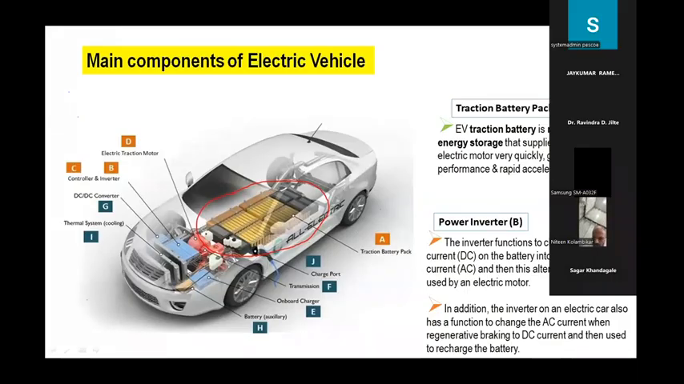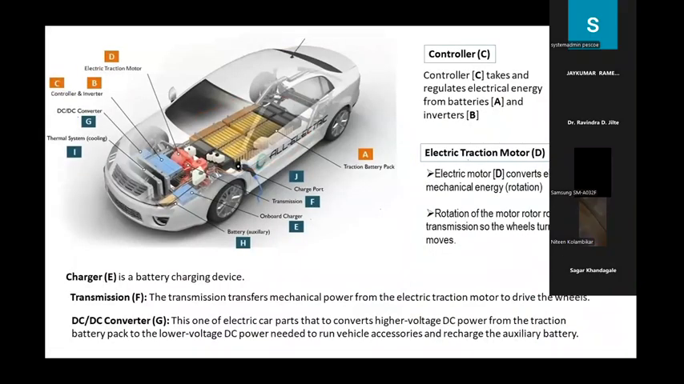In addition to the battery pack, there are many components that work together in a car. We require the power inverter that converts the DC from the battery into alternating current, and this alternating current is used by the electric motor. We also have a controller, which regulates the electrical energy from the batteries to the inverter. We have the other component which replaces the IC engine.